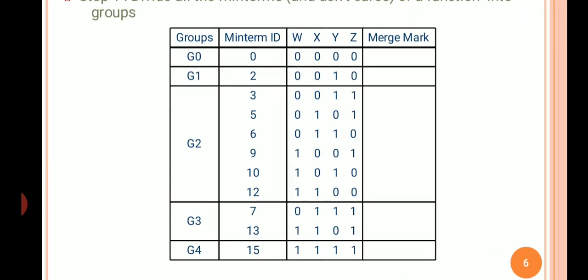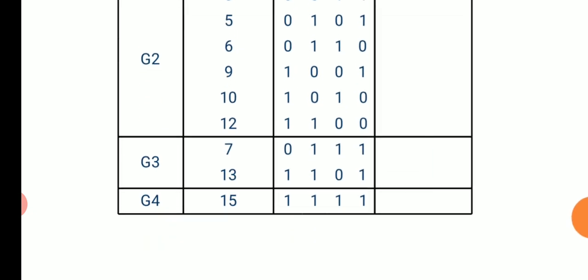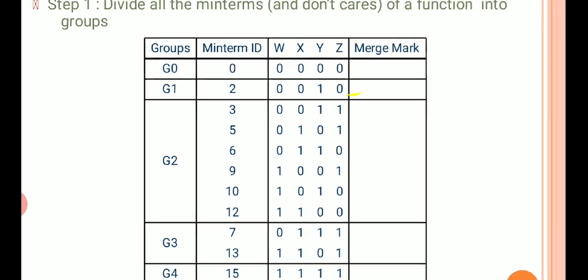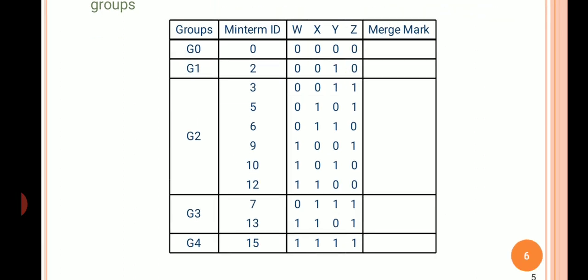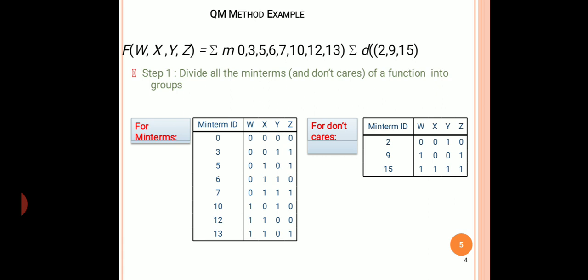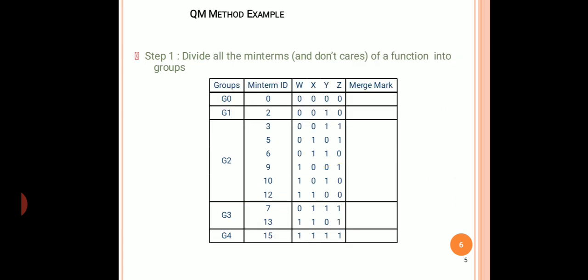Then G3. These should be the terms which are having three 1s. And G4 is the next group which is having four 1s. After this table, you just have to make sure whether all the min terms in the given expression, this was the question given, are included or not. By mistake, you should not keep any one of these as not included in this table, because if you forget to include any one, the next answer will go wrong.